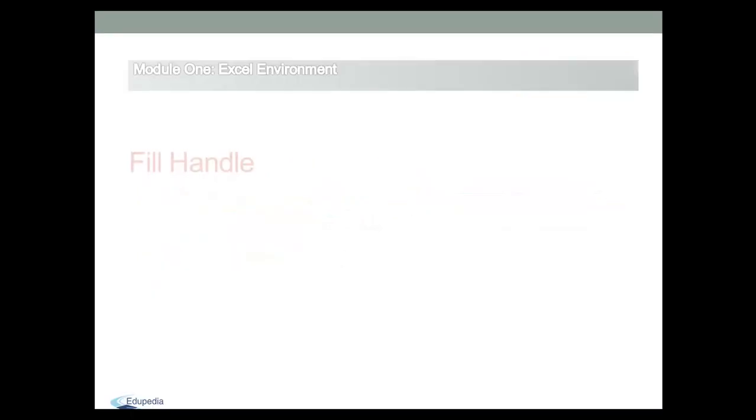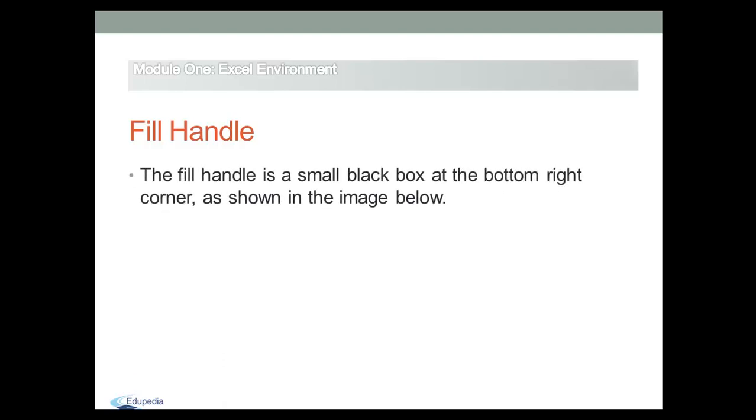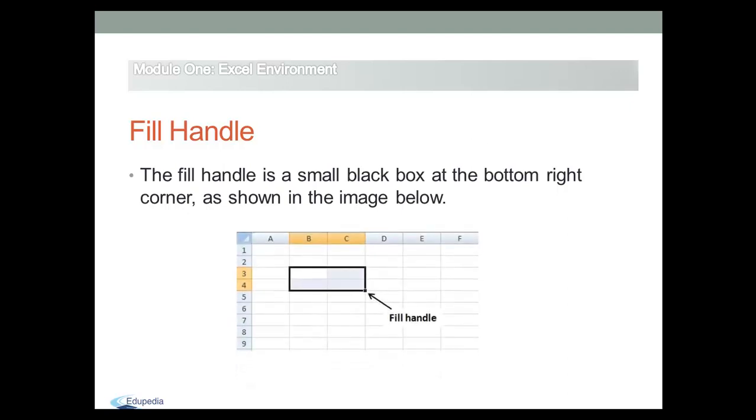Do you know what the fill handle is and where it is? The fill handle is a small black box at the bottom right corner of an active cell or active range, as you can see in the image below. It can be used for copying data to adjacent cells or to extend a series of data through adjacent cells.